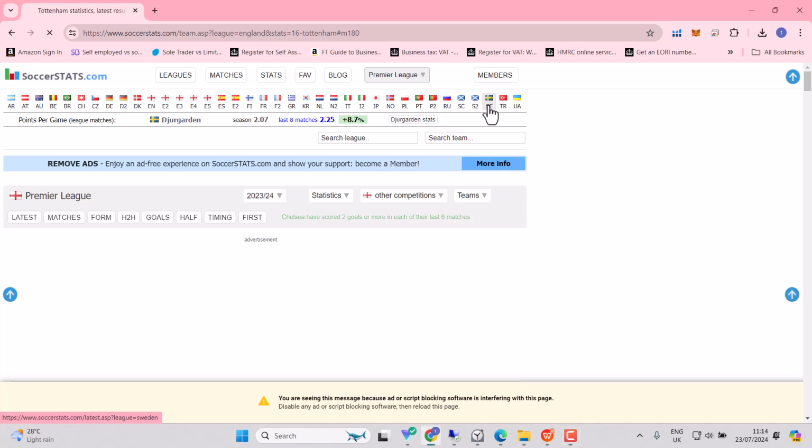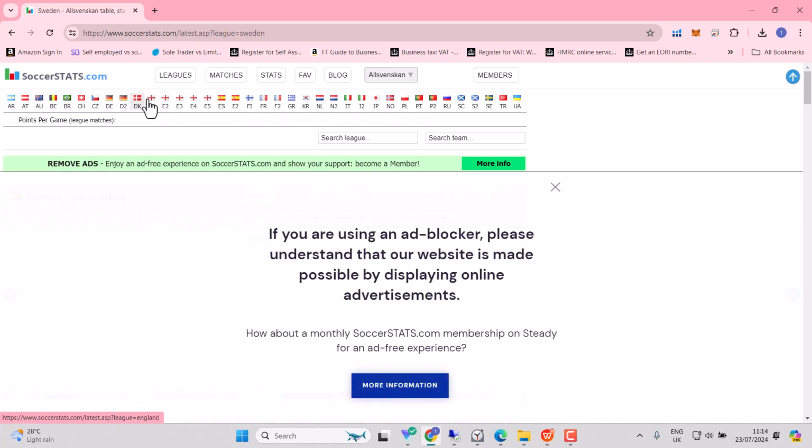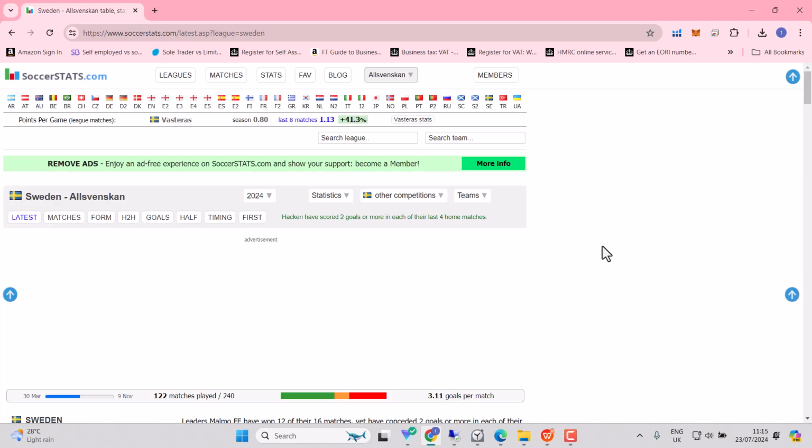So we'll use the Swedish Allsvenskan because the season is up and running. As you can see, the flags for the main countries are at the top here. Premier League, Championship, League 1, League 2. Just hover your mouse over. You're going to get this annoying pop-up, I'm afraid. If you're like me, I hate looking at adverts, and this is the price we pay at soccerstats.com for running an ad blocker. Just keep pressing that X. You'll get used to it after a while.